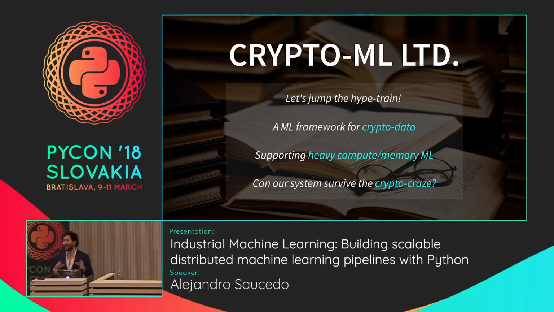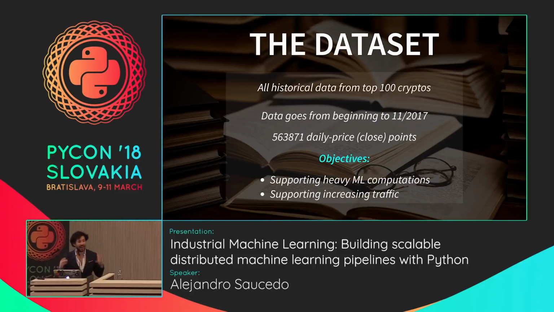So imagine we are this bunch of people in a garage. We're going to build this startup called Crypto ML. We're basically in September last year. We're about to jump into the crypto craze, and we want to build something that can predict the crypto craze and can also sustain it and survive it.